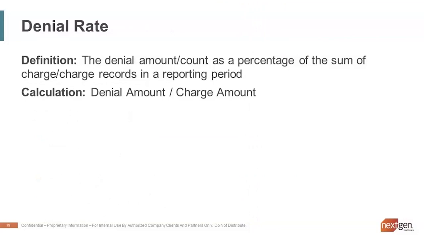All right, and then we're looking at our denial rate. The way that we calculate our denial rate is by looking at our total denial amount and then dividing that by our total charge amount. Or another way of looking at it is our total denial count divided by our total charge count. And both pieces of information are extremely valuable.